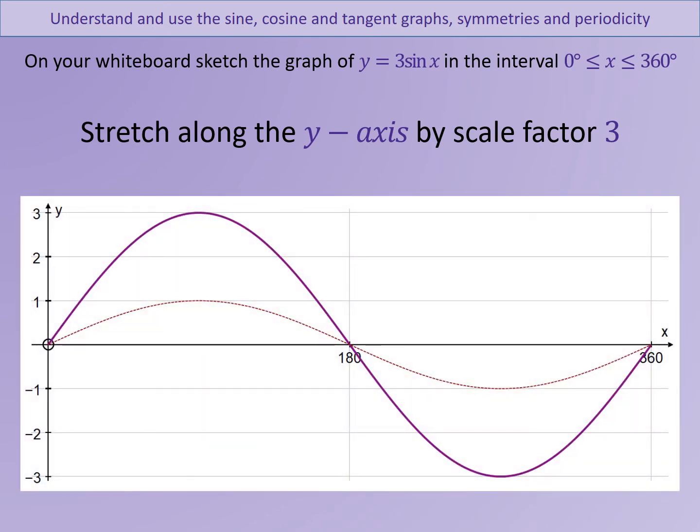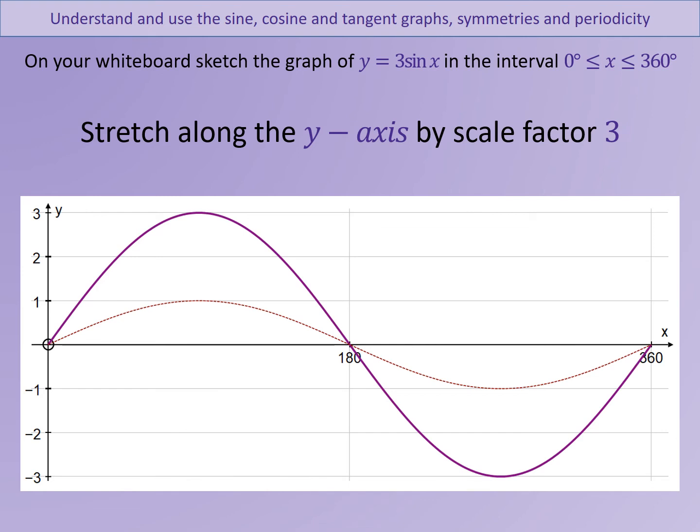Okay, so here is the solution. We have a dotted curve, which is the original graph of y equals sine x. And then our purple curve is our new transformed curve. So you can see that the x-intercepts are exactly the same as they were, because there's no stretch in the x direction. This is purely happening in the vertical direction. And each of our outputs has been multiplied by 3, creating that maximum height of 3 on the y-axis and down to -3 on the y-axis.